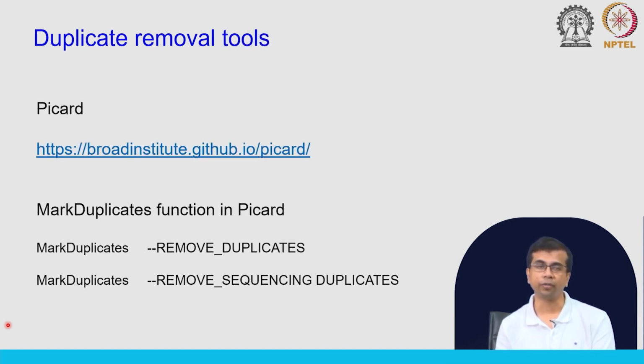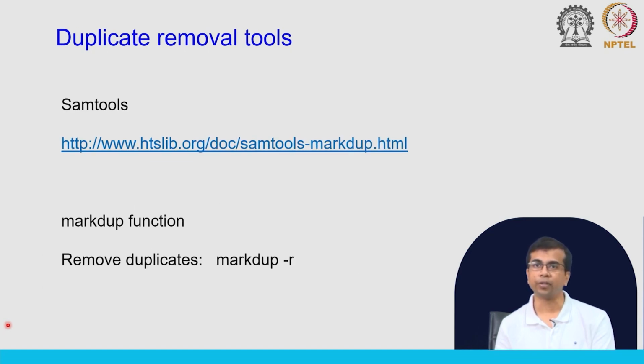There are different tools we have mentioned before. I will mention them again, because we will actually use this for the hands-on. One is Picard, which has the MarkDuplicates function, and now you are familiar with these functions on the command line in Linux. With MarkDuplicates, we can use -REMOVE_DUPLICATES, or we can also use -REMOVE_SEQUENCING_DUPLICATES. We also have SAMtools. This is the tool that we will use for our hands-on, and it has a markdup function, and if we have to remove duplicates, we can use markdup -r.